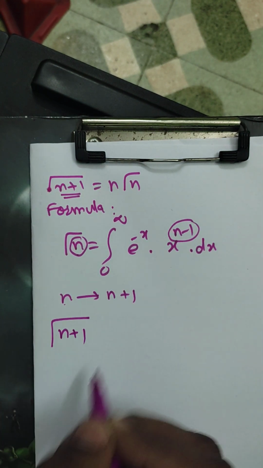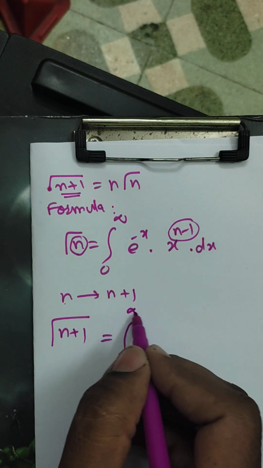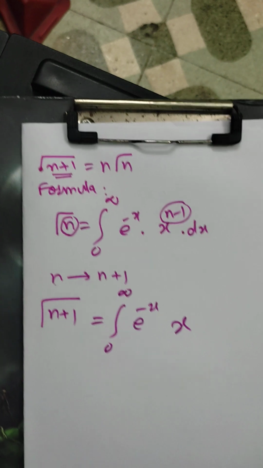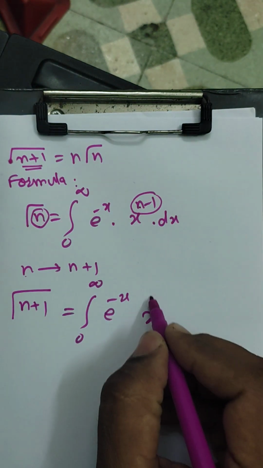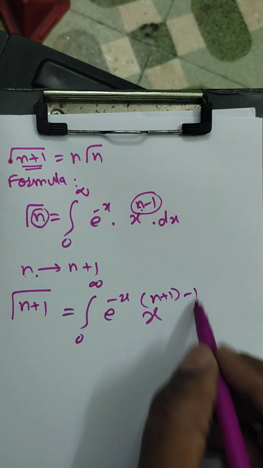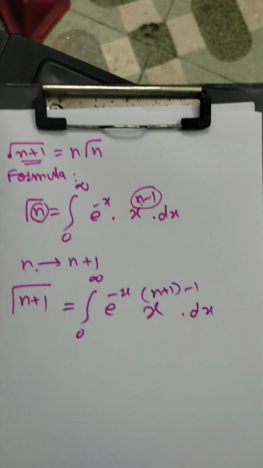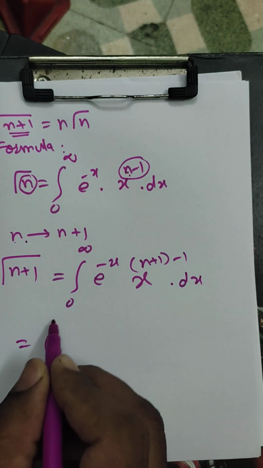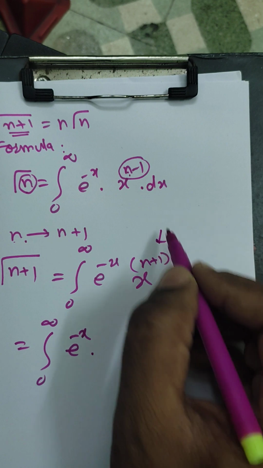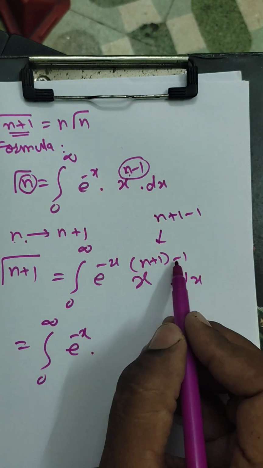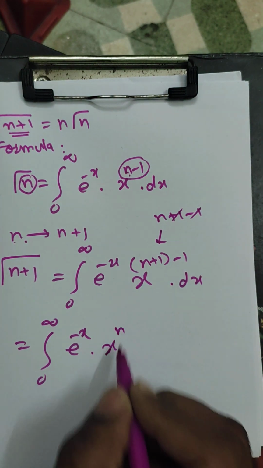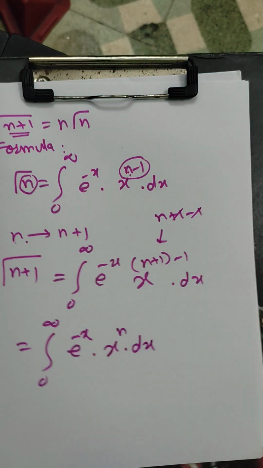So gamma n plus 1 will be equal to the integral from 0 to infinity of e raised to minus x into x raised to n plus 1 minus 1 into dx. Replace n by n plus 1. Then the power is n plus 1 minus 1; plus 1 and minus 1 cancel. So this is x raised to n into dx.